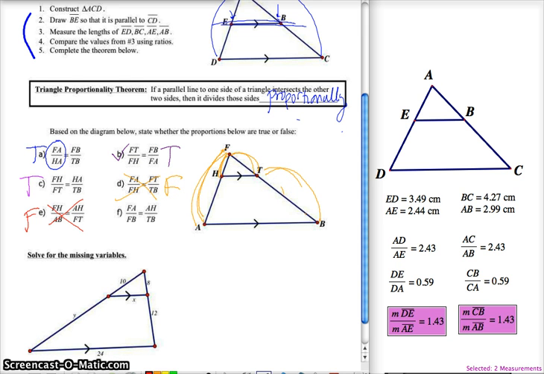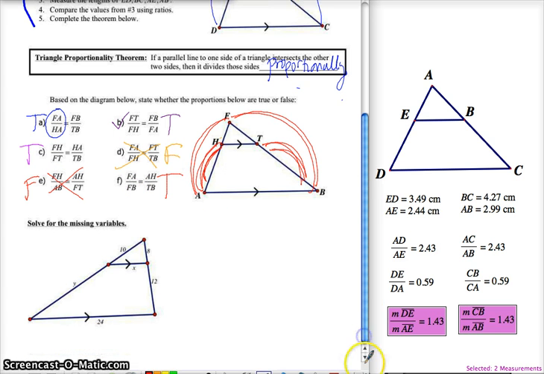And then finally, my last one. It says FA is to FB as AH is to TB. So that works, right? It's the entire side of one triangle to the entire opposite side of another triangle, to the segment on the same side as the original and then the segment over here. So yes, this works, that is true. Okay, so use this knowledge to solve for the missing variables here.